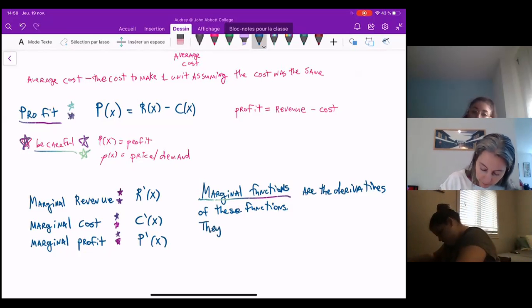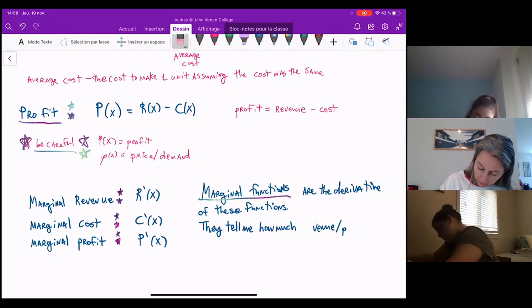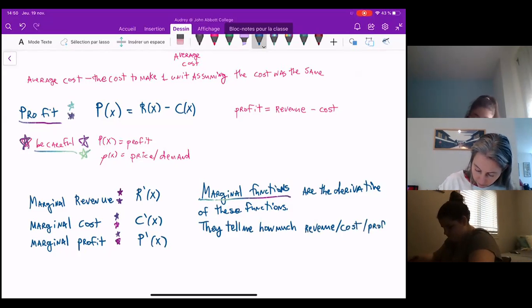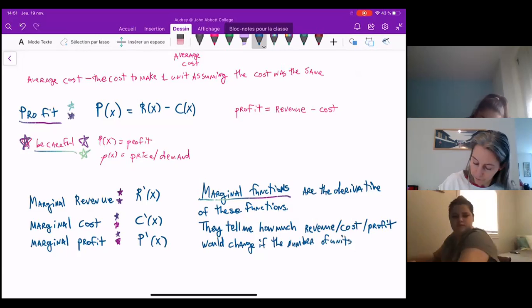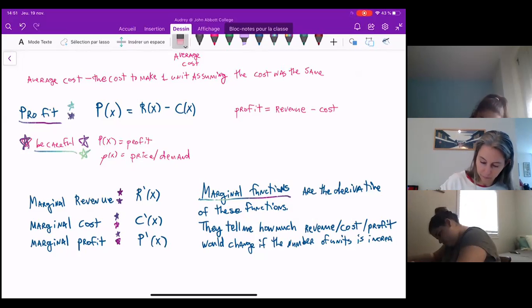So they tell me how much revenue or cost or profit would change if the number of units is increased by just one.